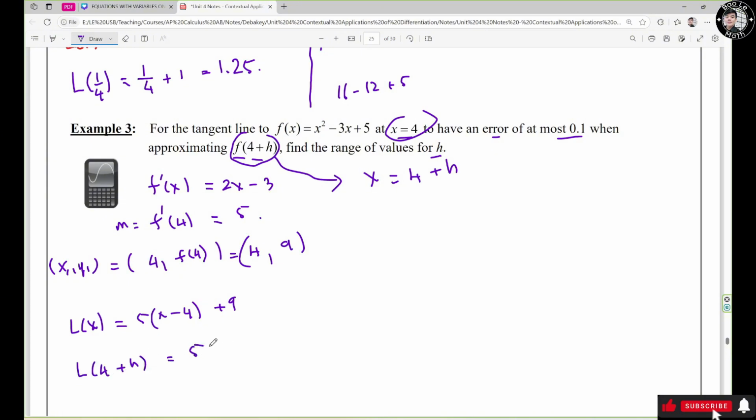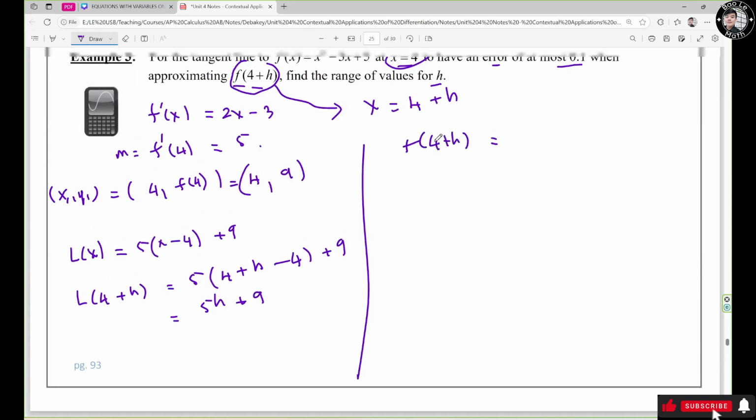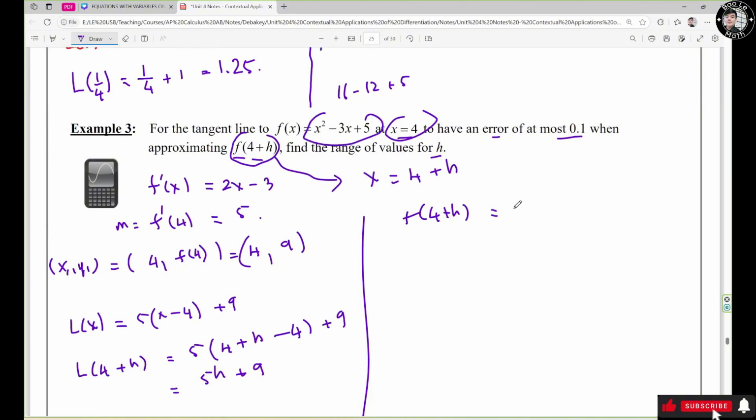It's going to be 5 times 4 plus h minus 4, plus 9. I'm going to simplify this guy. It turns out to be 5h plus 9, right? Now I need to calculate f of 4 plus h. So I'm going to use this equation right here, right? So it turns out to be 4 plus h squared minus 3 times 4 plus h plus 5, right? So it's going to be 16 plus 8h plus h squared, right?